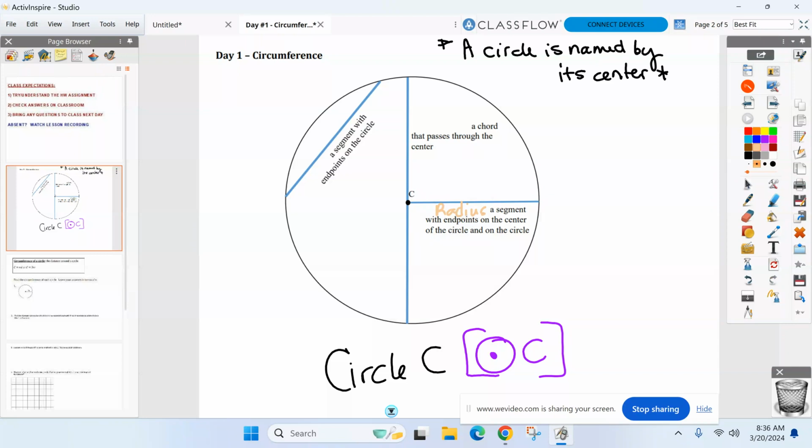See this one right here? That's not a radius. It's got to come from the center. And it can't just randomly hit. That's not a radius either. The other end has to be on the circle. So one end on the center, one end on the circle.